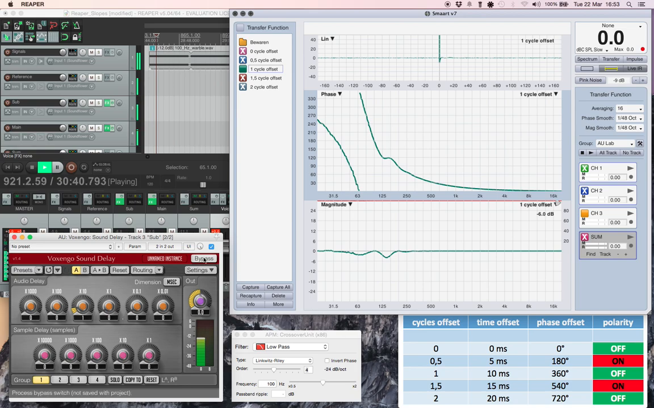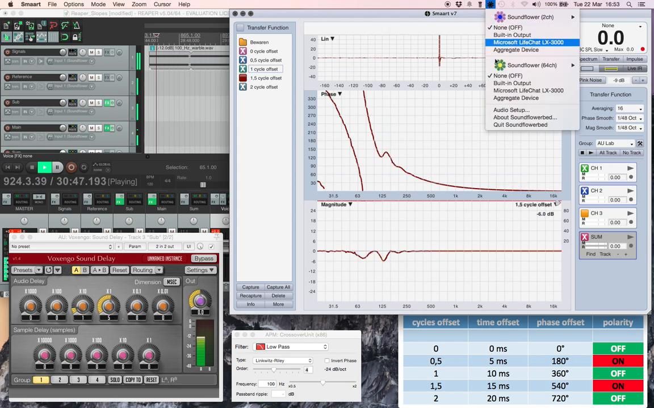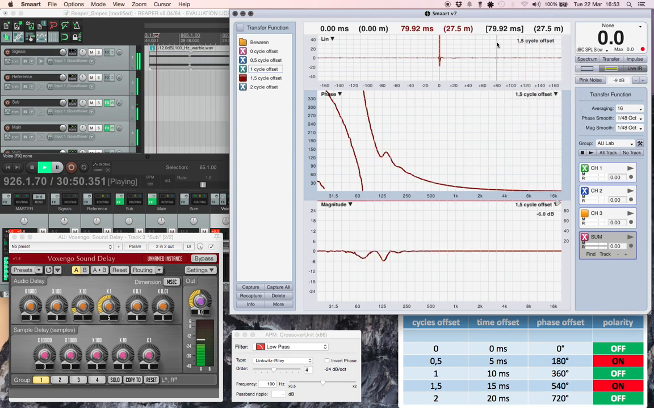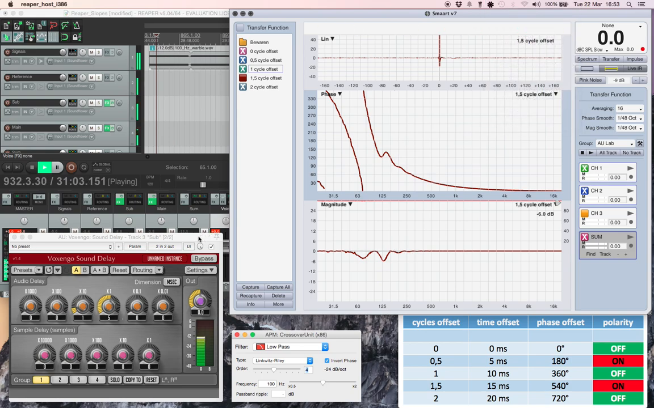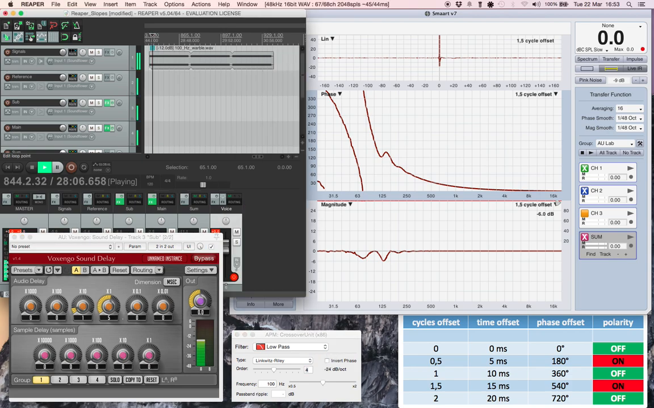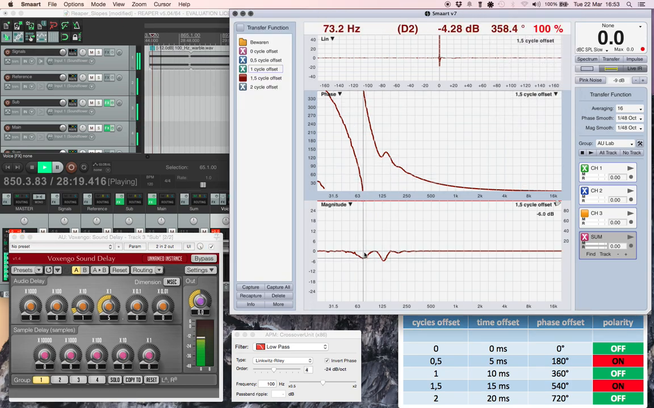So next up would be 1.5 cycles, which starts out as out of phase, but if we flip the polarity, then we are in phase again, but 1.5 cycles apart. Again, try to listen for those dips.